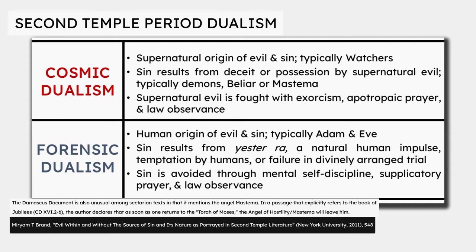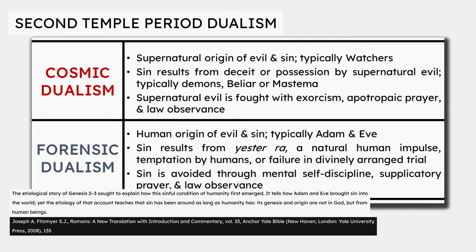Firstly, forensic dualism attributes the origin of evil and sin to human beings, typically to Adam and Eve's sin in the Garden of Eden. Professor Joseph Fitzmyer wrote that the narrative of Genesis 2-3 was an etiology of sin which, quote, sought to explain how this sinful condition of humanity first emerged, end quote, as it, quote, tells how Adam and Eve brought sin into the world, end quote. The aim was to teach that the origin of evil and sin is, quote, not in God, but from human beings, end quote.